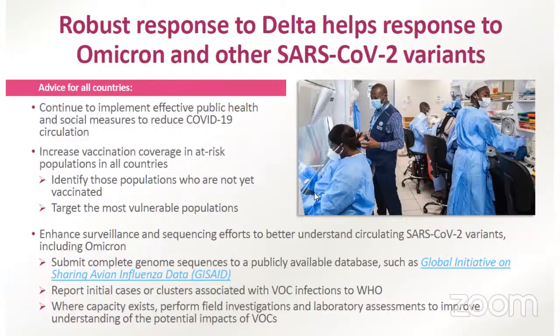It is advised for all countries to continue to implement effective public health and social measures to reduce COVID-19 circulation, which includes increased vaccination coverage in at-risk populations in all countries, and identifying those populations who are not yet vaccinated and targeting the most vulnerable populations like children, the old age population, and the population with comorbid conditions like diabetes, hypertension, and cancers. Also enhance the surveillance and submit the complete genome sequence, and report as soon as possible the initial case or clusters which are associated with variants of concern.